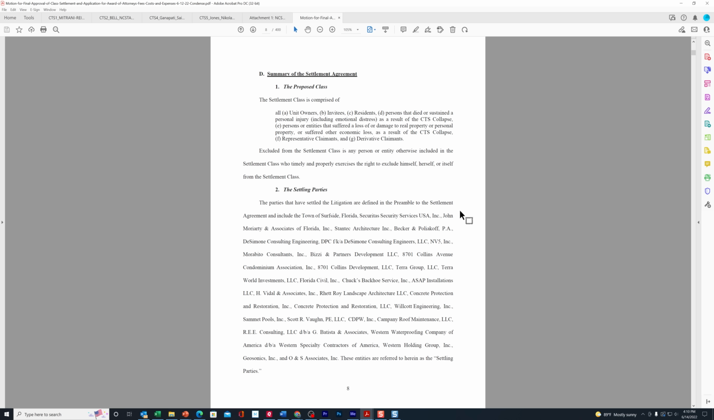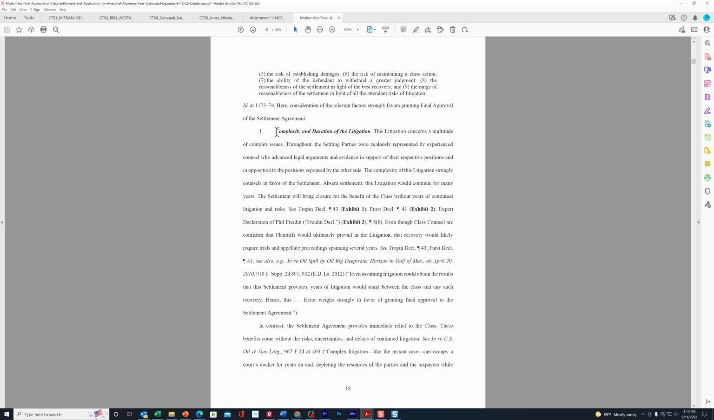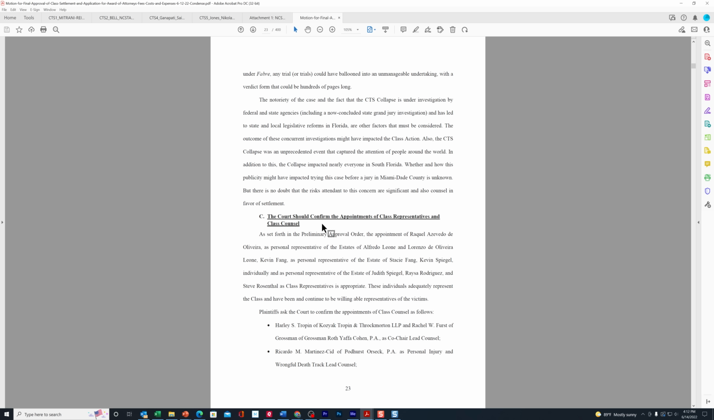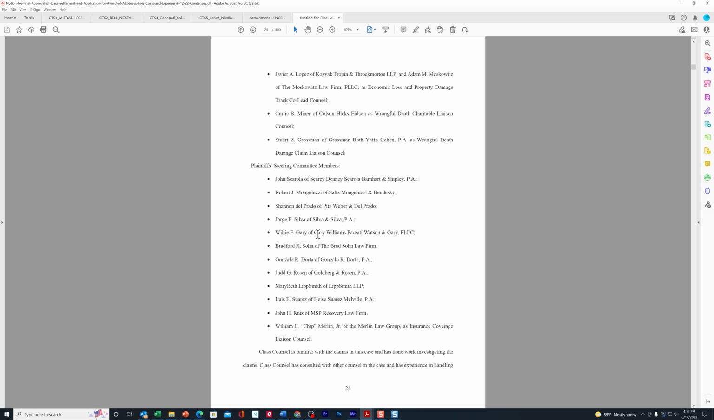We covered most of this in the last video. This is all of the different settling parties, whether they are defendants or not. Okay, so now he's starting to justify things, like the complexity and duration of the litigation, how much work has been put into it so far by attorneys, and how things were done very quickly. Then they go on to tell the court that they should confirm the appointment of these class representative lawyers. These are all of the different lawyers that got involved, and you can see it's quite a big list.